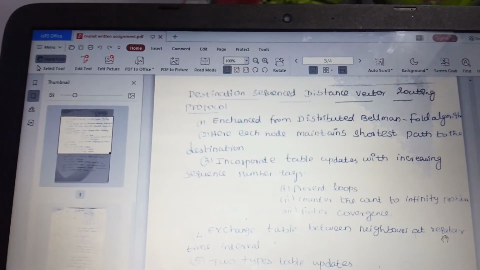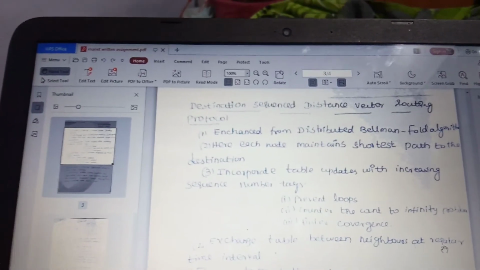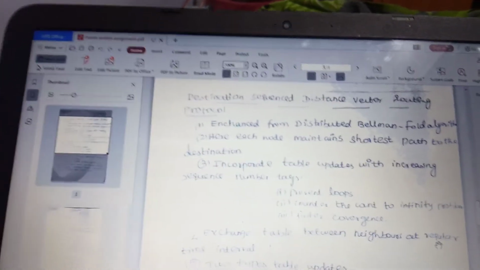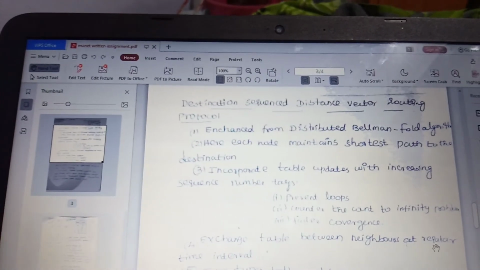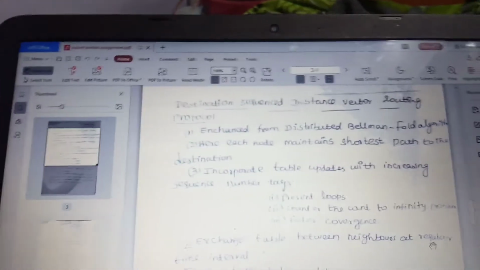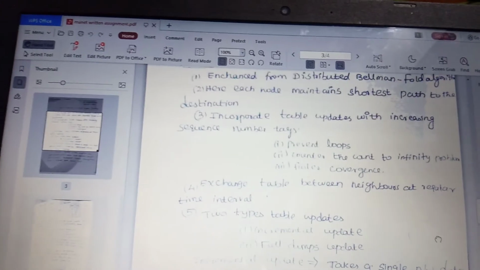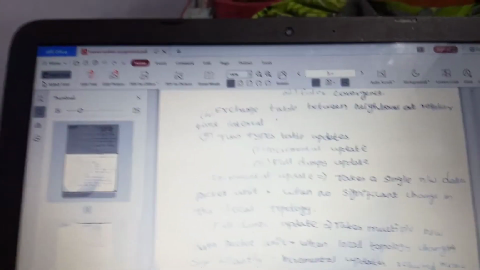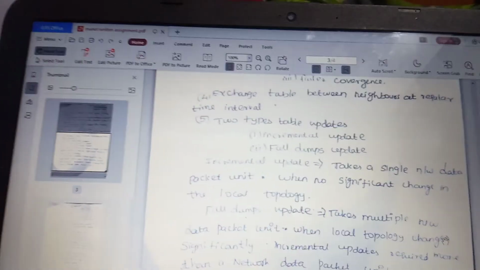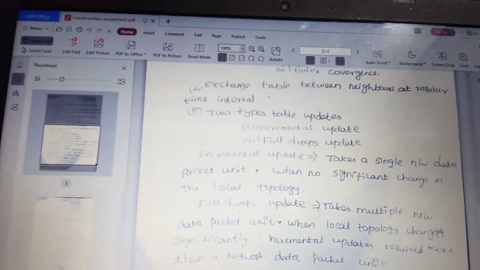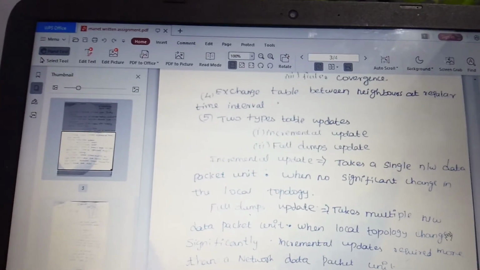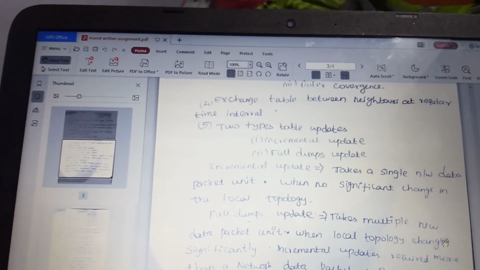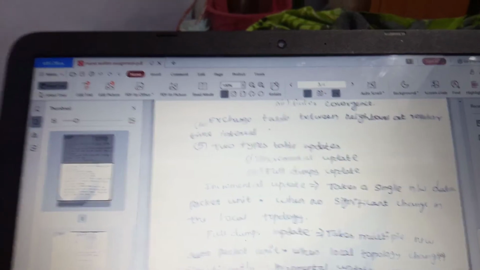There are two types of table updates. In the wireless routing protocol, 4 types of tables were used. Here we use 2 types of table updates: incremental update and full dump update. First is the incremental update. What is the meaning of the incremental update? It takes a single network data packet unit when there is no significant change in the local topology.